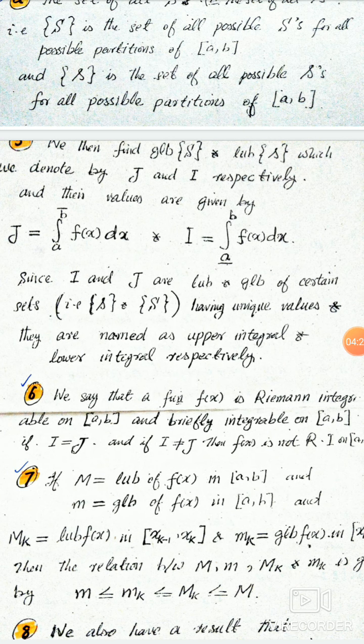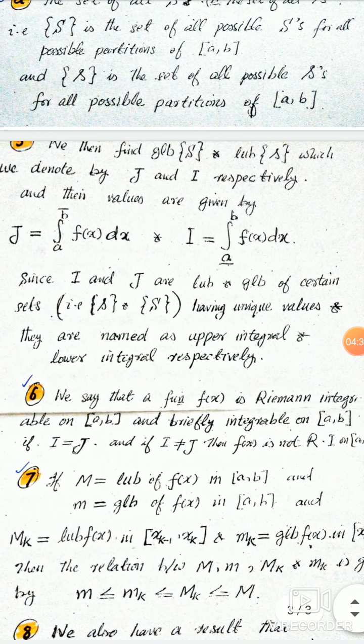It means that J is equal to the GLB of the upper sums and I is equal to the LUB of the lower sums, and then the value is given by J equal to the integral from a to b of f(x) dx with a bar on top, that represents the upper sum, and I equal to the integral from a to b of f(x) dx with an underline, that is for the lower sum. Since I and J are the LUB and GLB of certain sets, small s and capital S, having unique values, they are named the upper integral and lower integral.